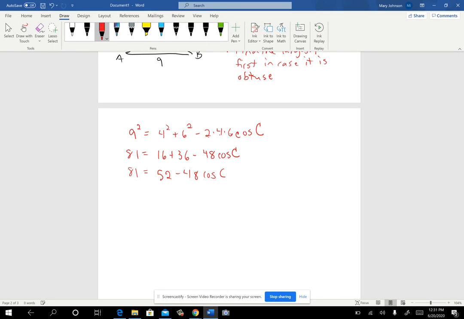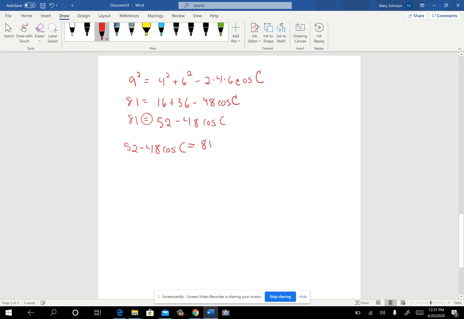Okay. And then at this point, maybe it would help you if I just flip the two sides. I'm not moving, I'm not adding the opposite. I'm just saying if these are equal, it doesn't matter which side they're on. So there we have the same problem as before, but it sometimes helps people who are trying to get the C by itself.